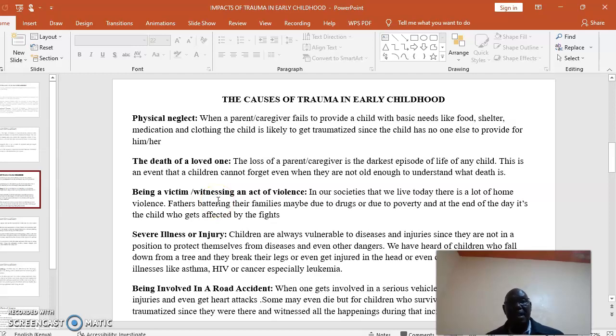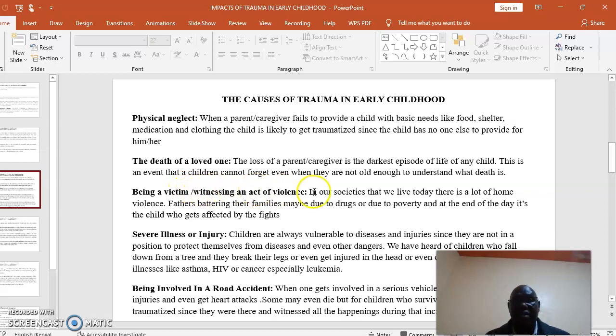Now, I want us to look at the causes of trauma in early childhood. What causes trauma in early childhood? I have identified quite a number of causes of trauma, and I want us to begin with physical neglect. Physical neglect is when a parent or a caregiver fails to provide a child with basic needs like food, shelter, medication, and clothing. The child is likely to get traumatized since the child has no one else to provide for him or her.